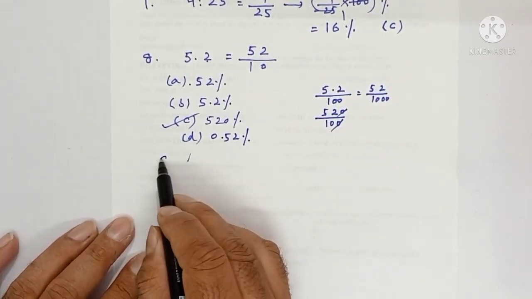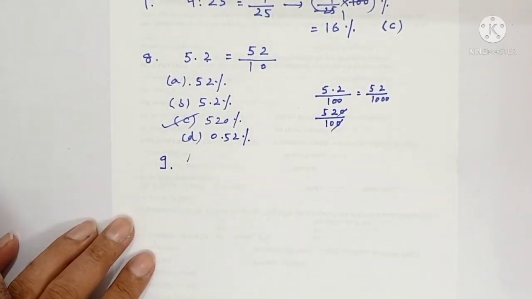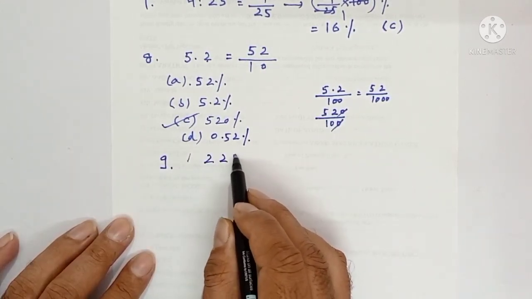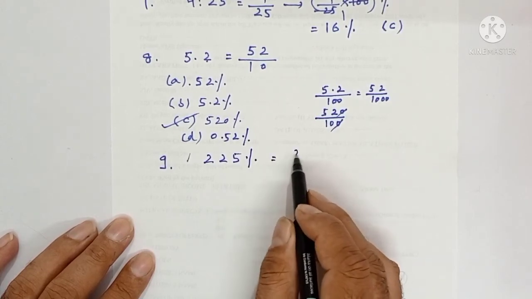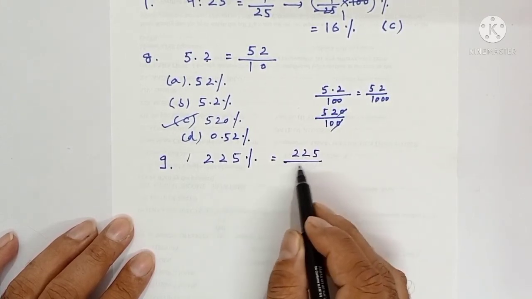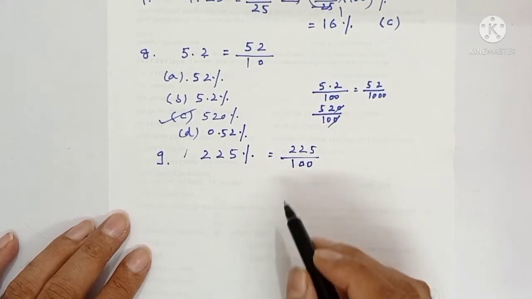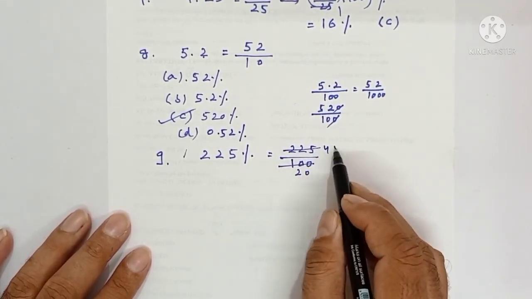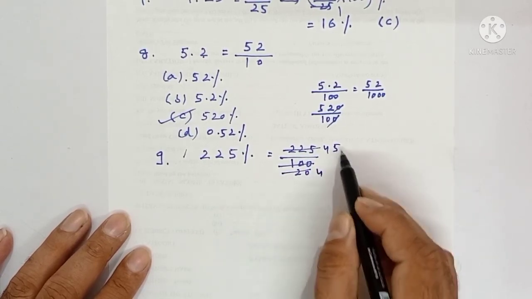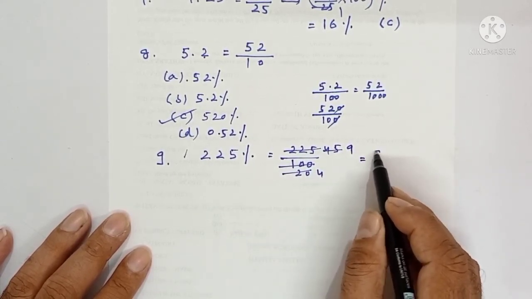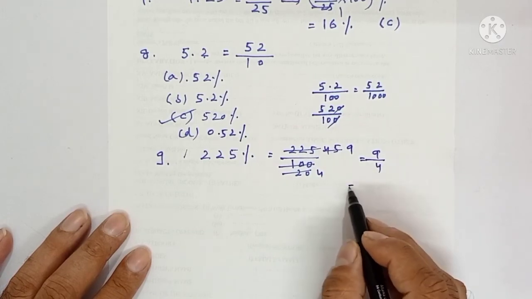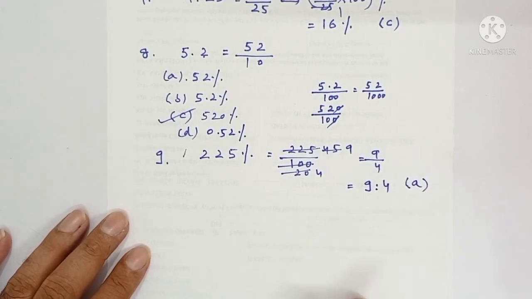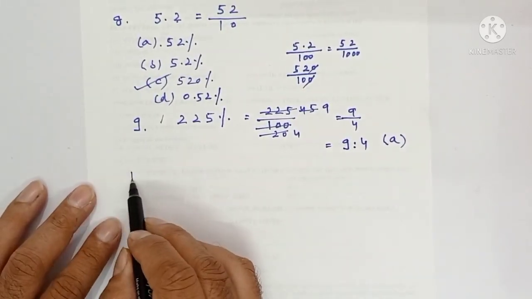Now question number 9. This is 225% is equal to. So 225% means 225 divided by 100. Do the cutting. 5 2s are 10, 5 4s are 20, 5 5s are 25. It is 9 over 4 and in the ratio form, it is 9 ratio 4. Here option is A.